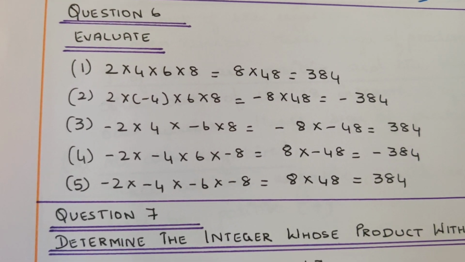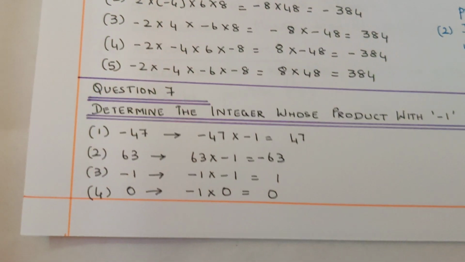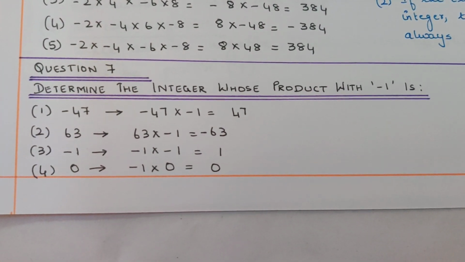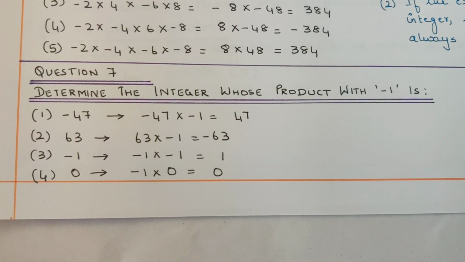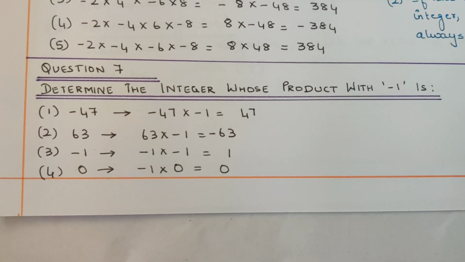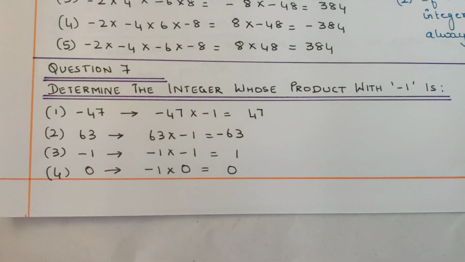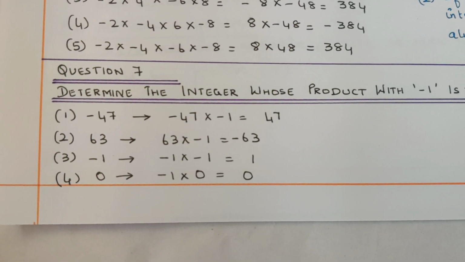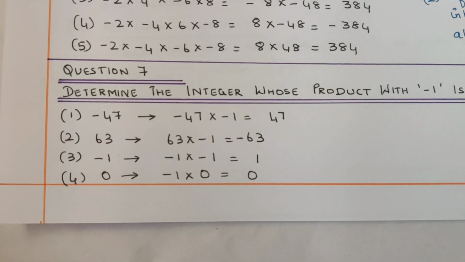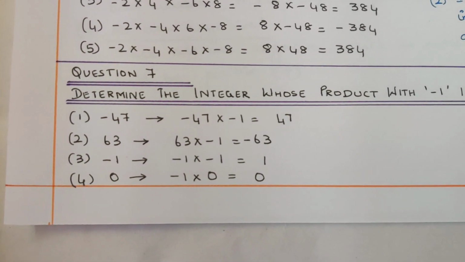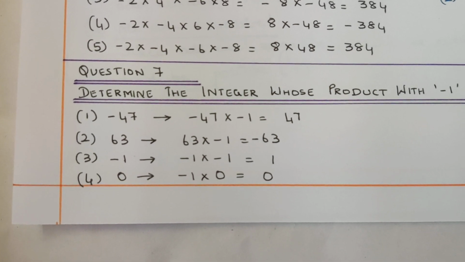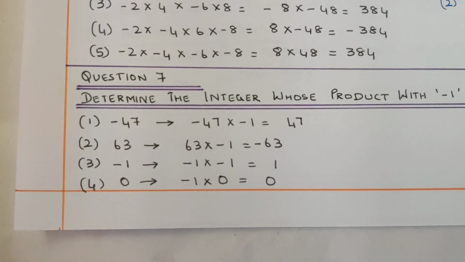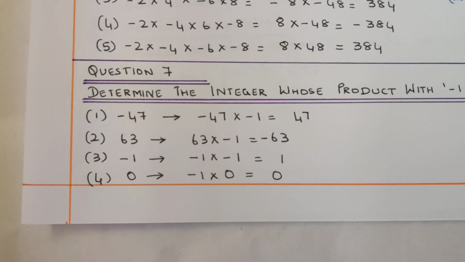Hope question 6 is clear, and let's move on to question 7. So they ask you to determine the integer whose product is what when it is multiplied by minus 1. So minus 47 into minus 1 is 47, because minus into minus is plus. 63 into minus 1 is minus 63, because minus into positive is minus.